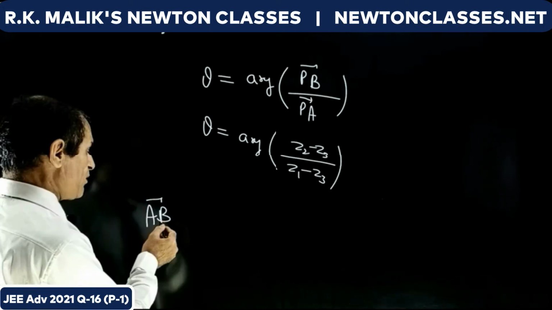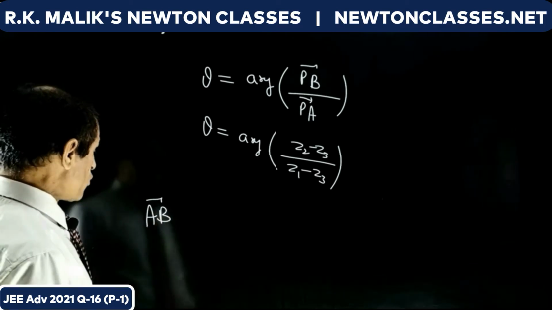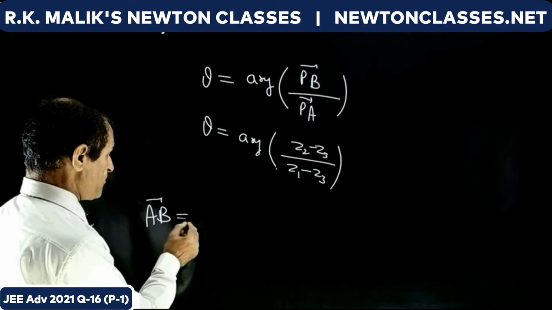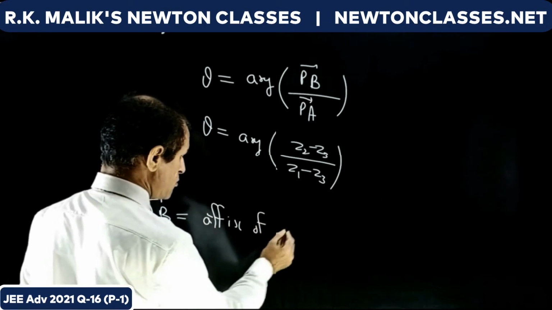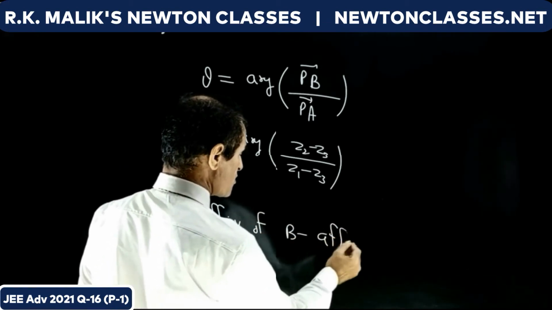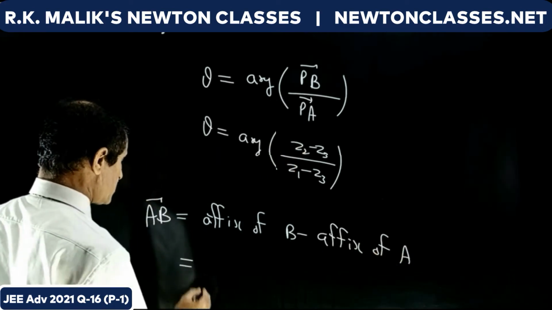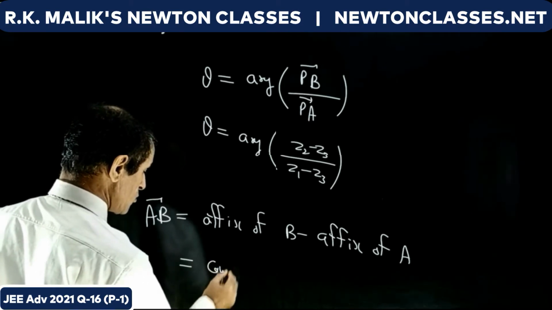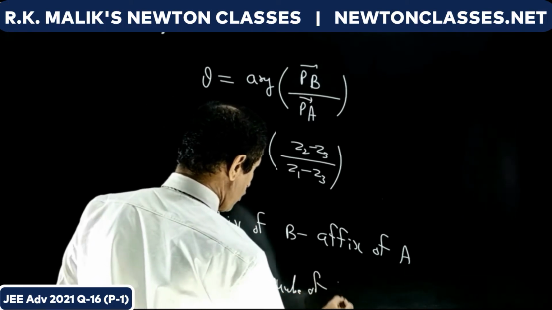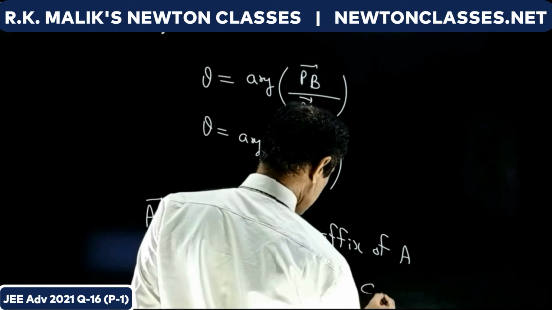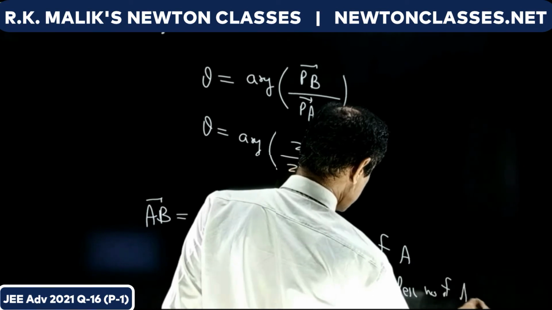You must be knowing, just like in vector algebra, AB vector is position vector of B minus position vector of A. Similarly, in complex numbers, AB vector means affix of B minus affix of A. That is, in simple language, I can say complex number of B minus complex number of the point A.